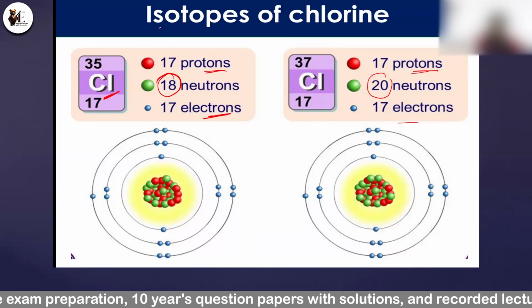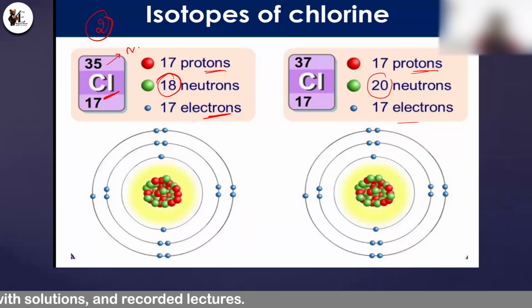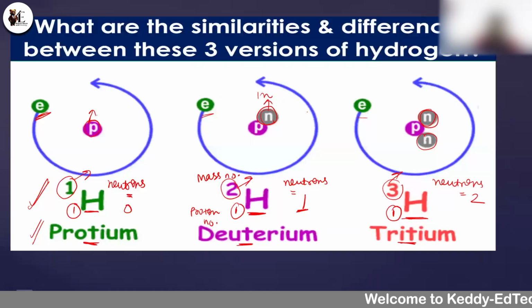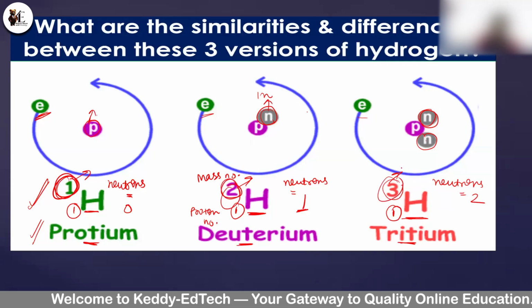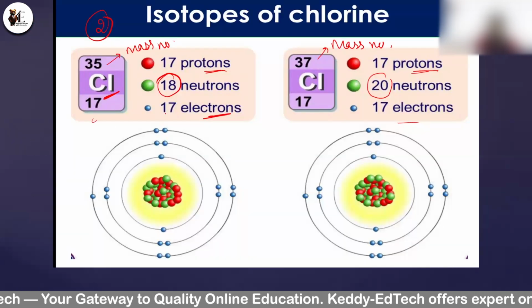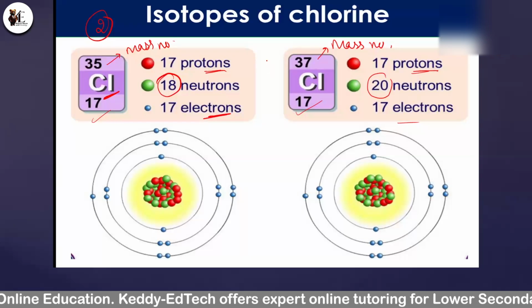So write down the second example for isotopes. It is chlorine. It is chlorine-35 and chlorine-37. 35 is your mass number. 37 is your mass number. So there is a difference in mass number. In hydrogen also we have seen that there is a difference in mass number. See here, here it is 1, here it is 2 in deuterium, and in tritium it is 3. So isotopes have different mass number but the same atomic number. See, in chlorine also they have different mass numbers but the same atomic number. Okay. Write it down.